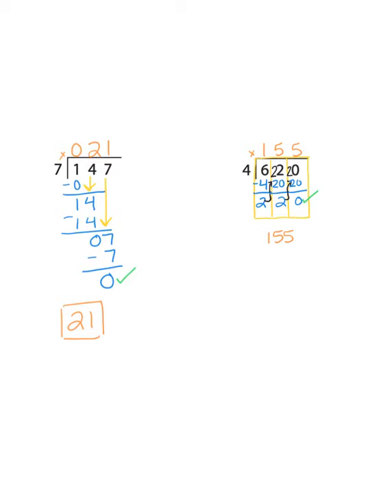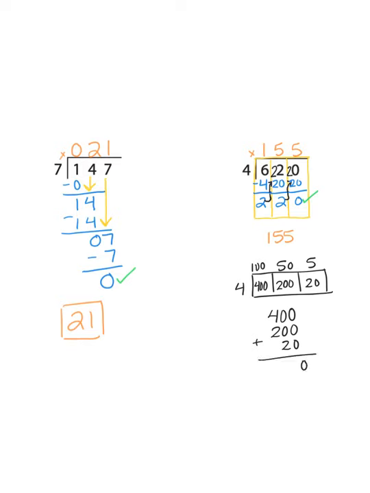To check my work, I'm going to do 4 times 155. So that's 400, 220, so I get 620, which matches my original dividend, so I know that my quotient of 155 is correct.